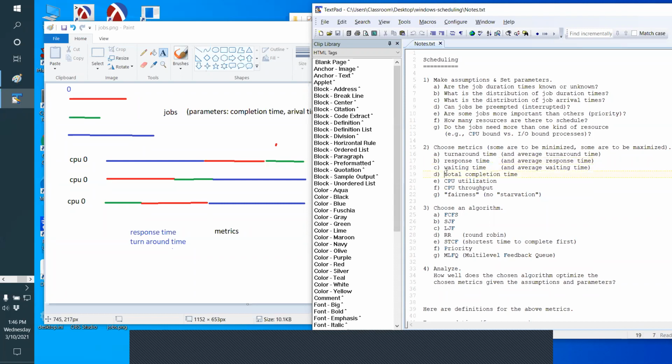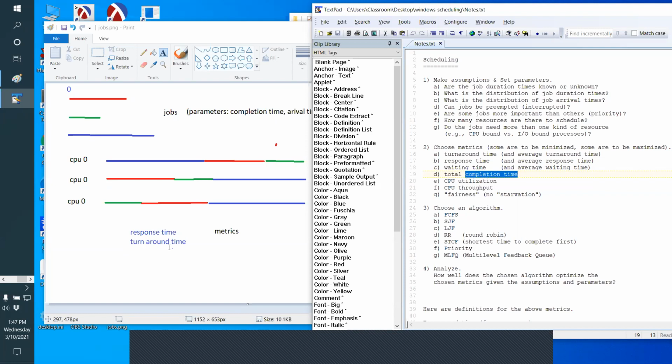Total completion time is from the start to when you're done. I called it here total turnaround time. Another word for total completion time is turnaround time. I should have put that in parentheses because the book itself sometimes uses the word completion time and sometimes uses the word turnaround time. How long did it take you to turn around? It's a weird word, but the turnaround time is from the time you arrive to when you can turn around and leave, so to speak. So it's the total amount of time you spent from the time you arrive to the time you leave.